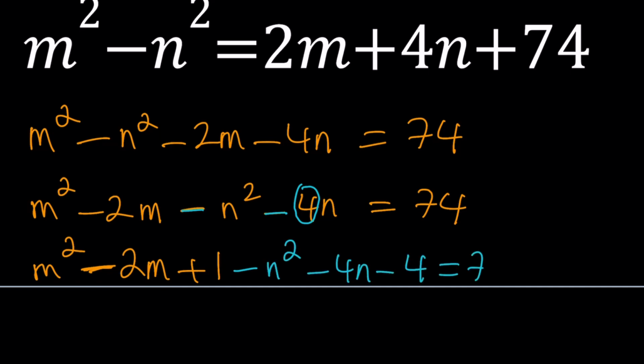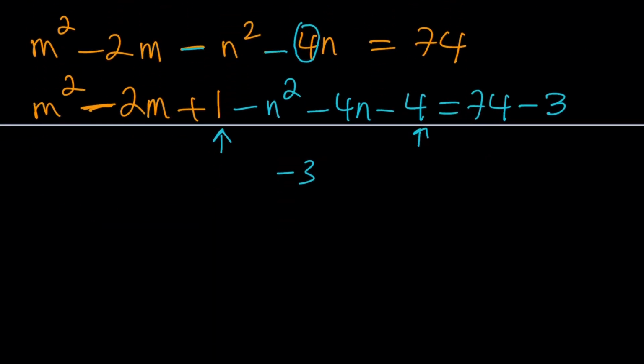But what I did was I added 1 and subtracted 4. So it's equivalent to subtracting 3. So I have to do the same thing on the right-hand side. Make sense? So 1 minus 4 is equivalent to negative 3, so I had to subtract 3 from both sides, and I did. Now, let's see how this plays out.